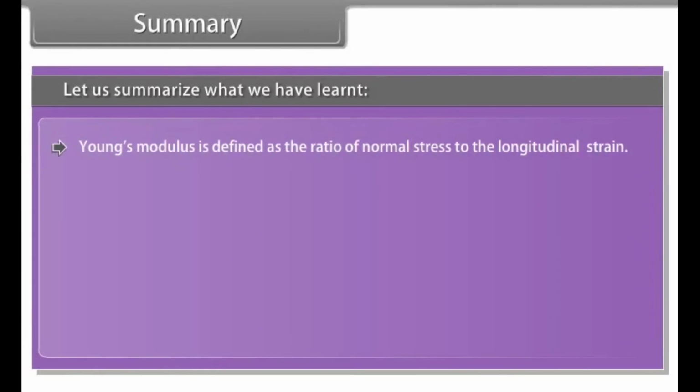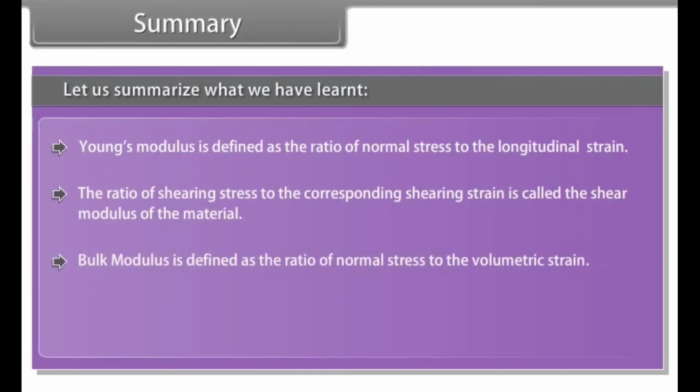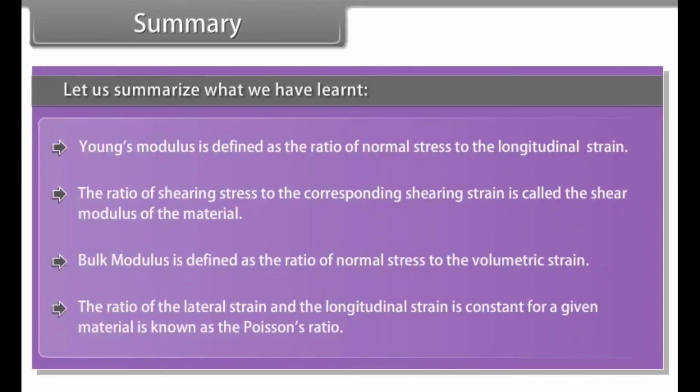Young's modulus is defined as the ratio of normal stress to the longitudinal strain. The ratio of shearing stress to the corresponding shearing strain is called the shear modulus of the material. Bulk modulus is defined as the ratio of normal stress to the volumetric strain. The ratio of the lateral strain and the longitudinal strain, which is constant for a given material, is known as the Poisson's ratio.